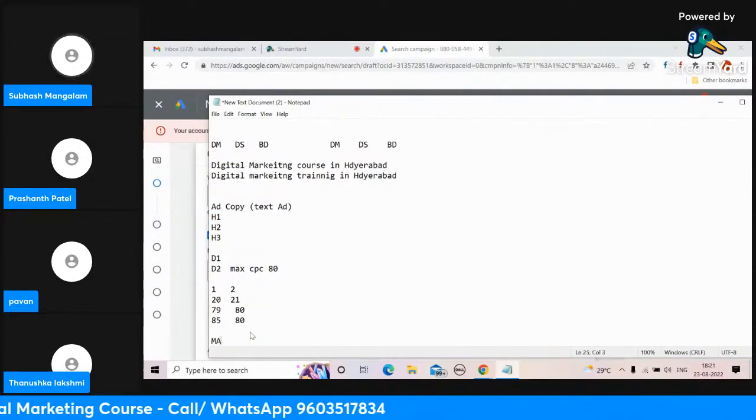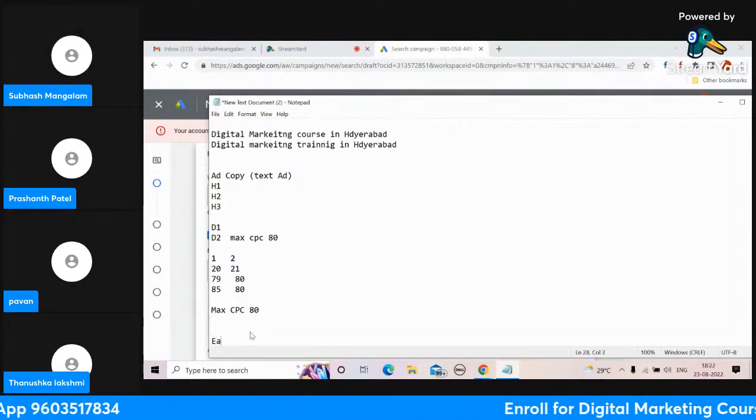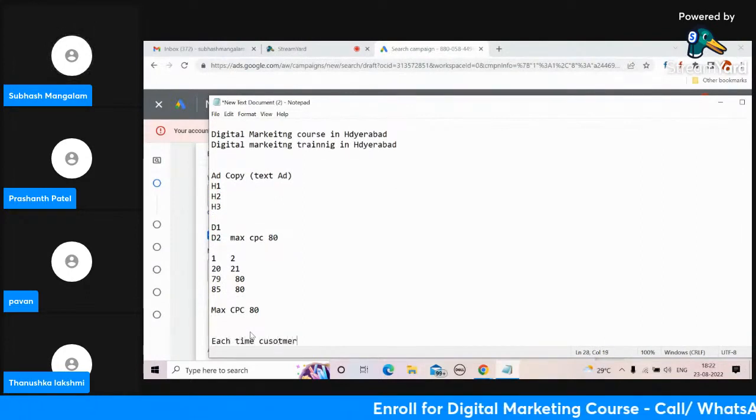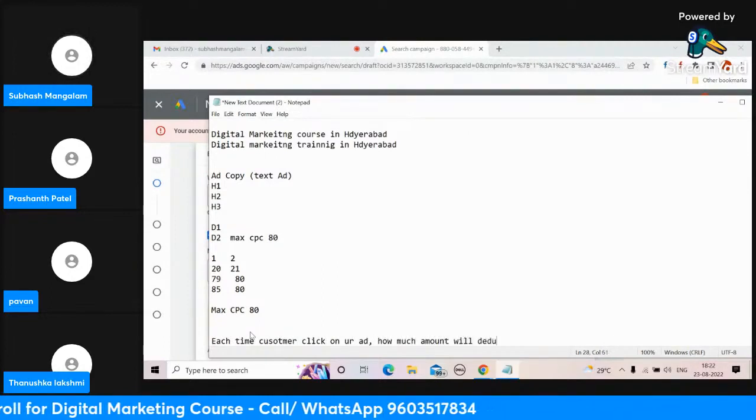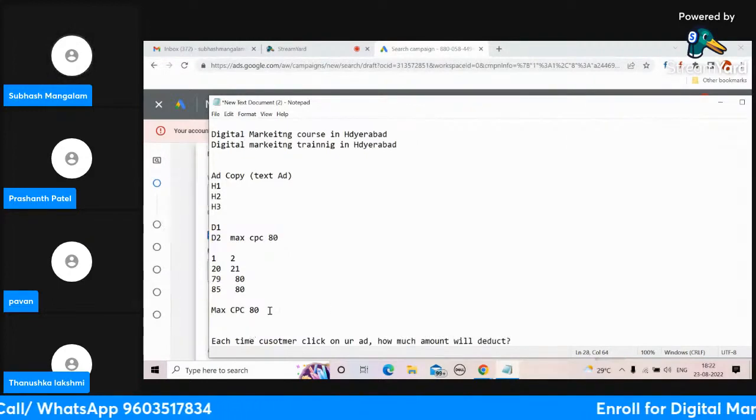If your max CPC is 80, each time a customer clicks on your ad, how much amount will be deducted? Tell me. Your max CPC is 80, customers are clicking on your ad. Each time, how much amount will be deducted?